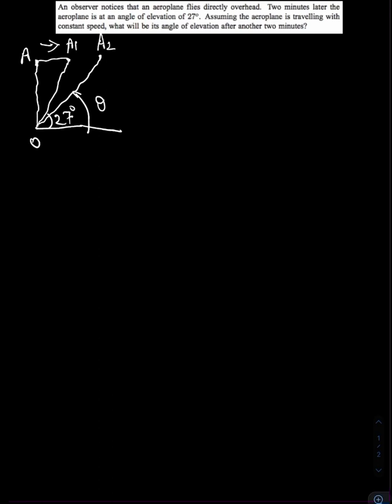The question says that the plane is traveling at a constant speed. Let's assume that the speed is x. Since there's no unit given, we'll put units per minute. I put minutes here because the question says 2 minutes later. That's why I didn't put seconds or any other unit for time.